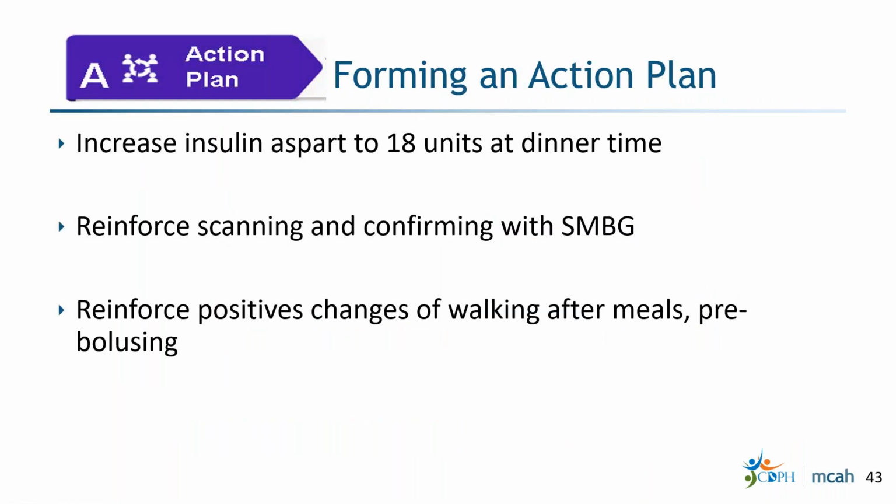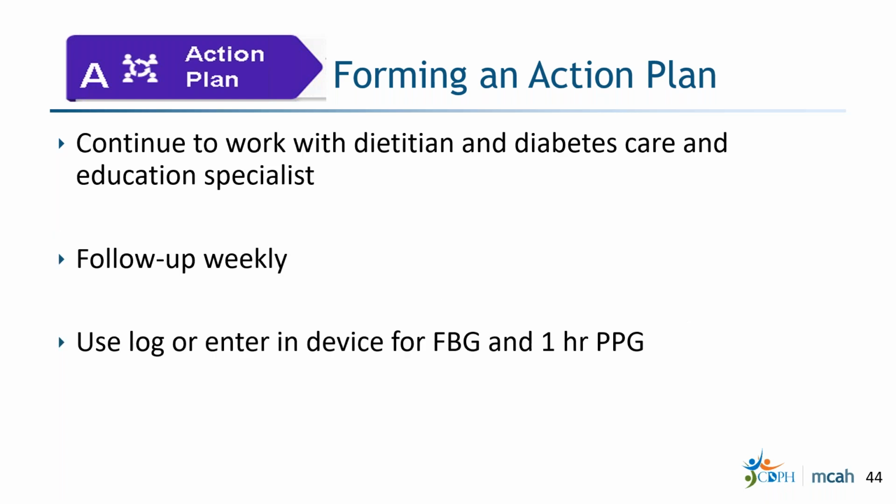So what are we going to go ahead and do? Well, we take that information together and come up with an action plan through shared decision making. What we decided to do was to increase her aspart to 18 units at dinner time, reinforce scanning and confirming with self-monitoring of blood glucose at times where it may say she's low or high and she's not feeling symptoms. And then just reinforcing all those positive changes that she's been making, like walking after meals, pre-bolusing. I mean, she's really doing a great job with her management right now. And then, I'm a big fan of utilizing the team. So continue to work with dietitian, diabetes care and education specialists, and having weekly review of the glucose levels.